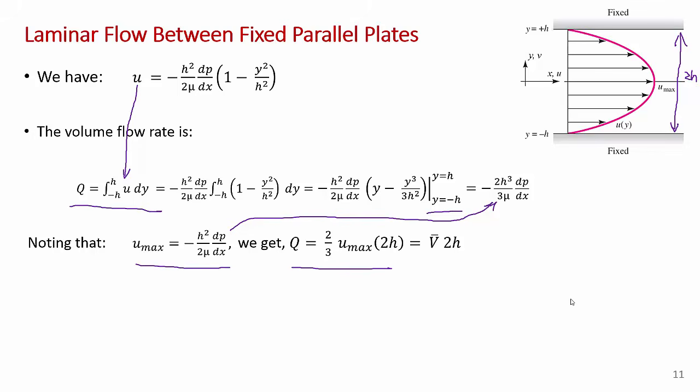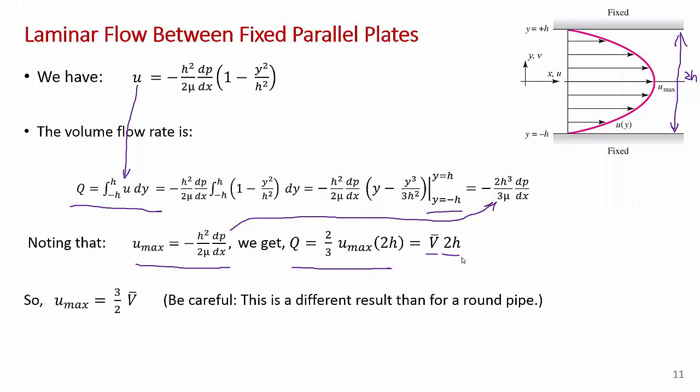And so now we have our flow rate in terms of our maximum velocity, and that's got to equal, of course, the average velocity times the total cross-section, 2h, assuming unit depth here. And that gives that the maximum velocity is 1.5 times the average. That's an interesting result, that the maximum is 1.5 times the average, and I've shown it here. There's the average velocity versus the maximum.